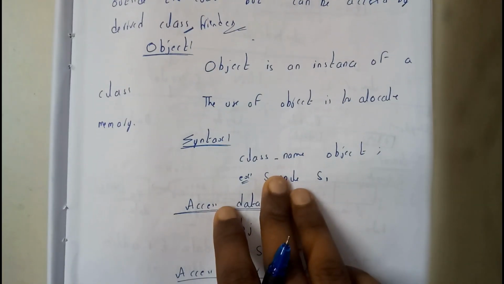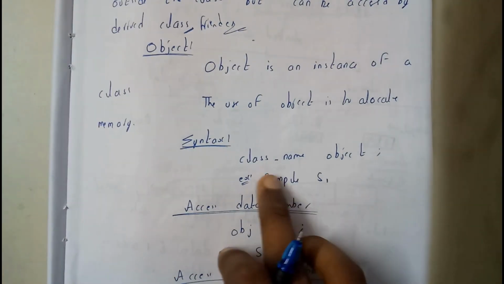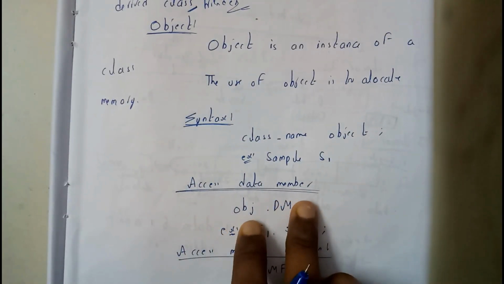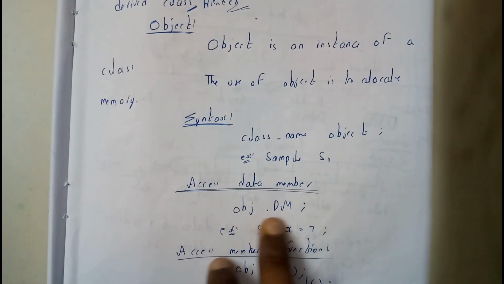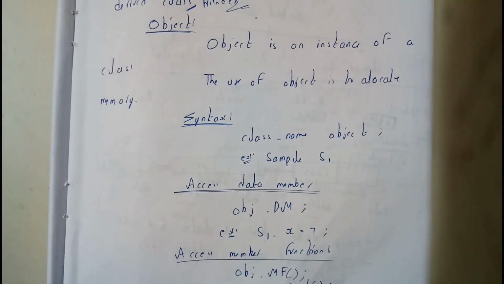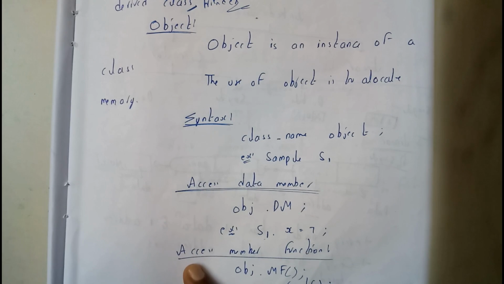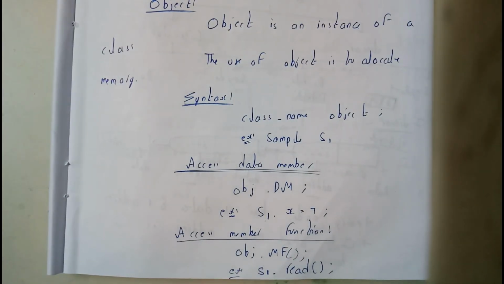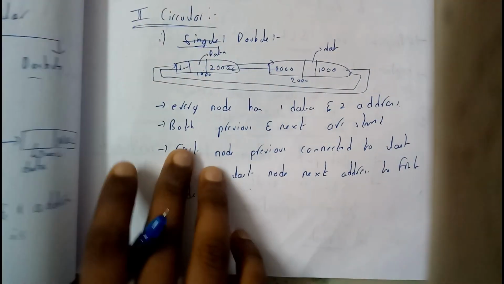Okay, so now let us move on to syntax. That is nothing but class name object. So sample s. If you want to access the data members, it will be just object dot data member. That is nothing but s dot x is equal to 7. You can directly assign the values. Okay, that's fine. Similarly, you can access the member function. So we'll be writing object dot the member function name. So now I hope everyone is clear with this.